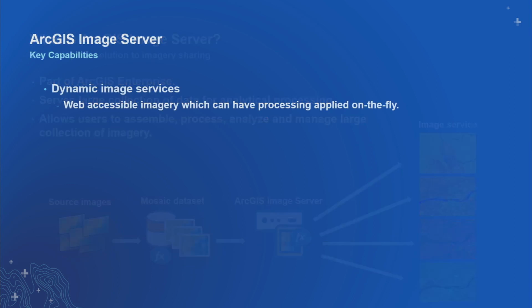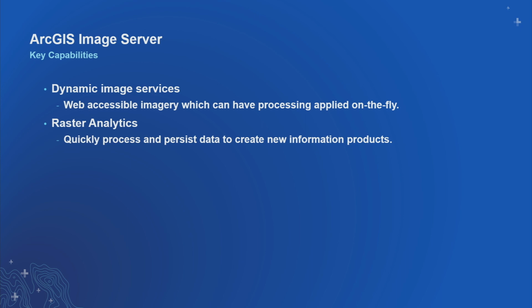So there are 4 key capabilities with ArcGIS Image Server. The first one is that it allows you to create dynamic image services. Image services are web-enabled imagery layers, and dynamic image services are those which allow you to process data on the fly as the data is being accessed. You can perform a variety of analysis on these data, and you can consume it through desktop, mobile, or web applications.